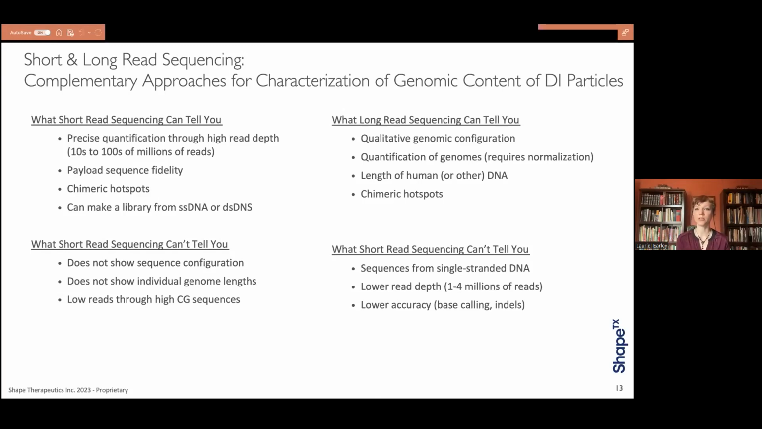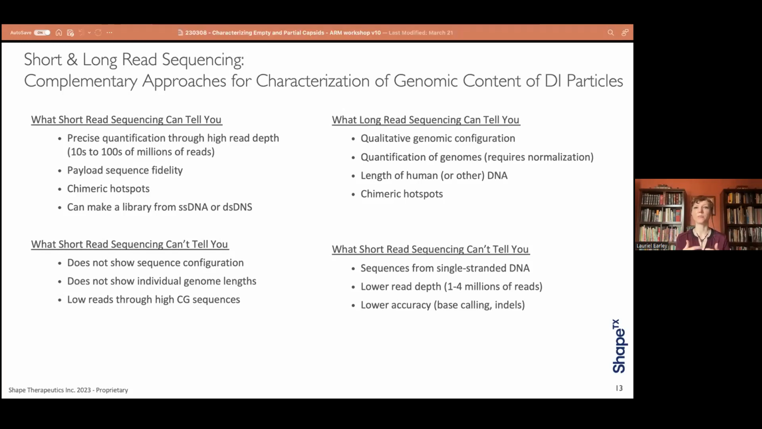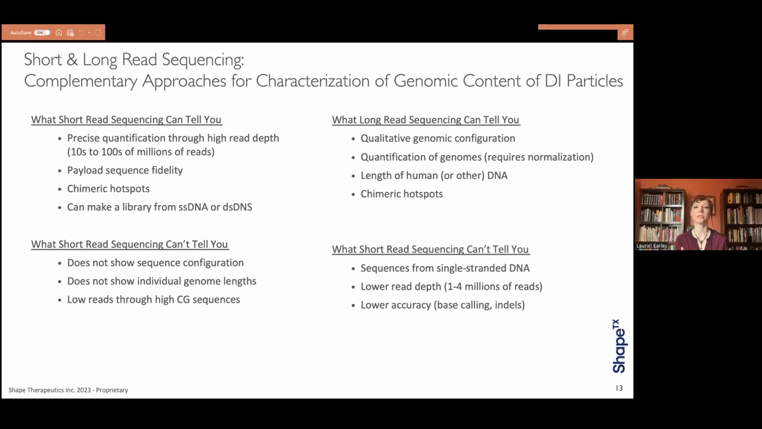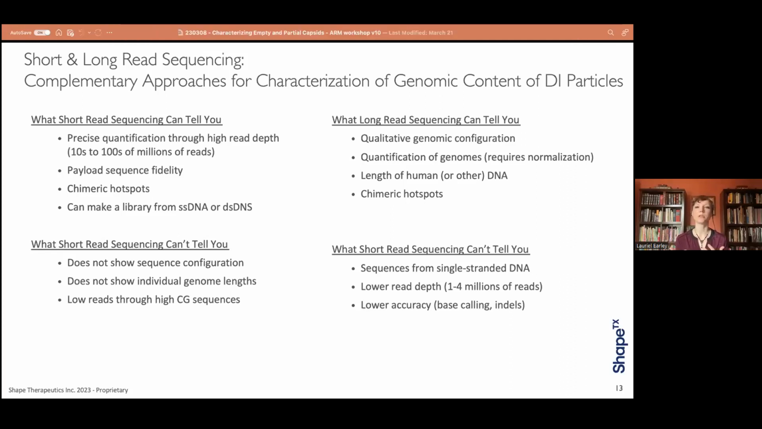You can look at your chimeric hotspots. You can also look at the sequence confirmation, but what it's not going to show you is sequences from single-stranded DNA. It's going to give you lower read depth, and there's a bit lower accuracy. So again, nanopore doesn't have as high of base calling accuracy as PacBio or Illumina, and PacBio still has some indels that come with homopolymer regions.